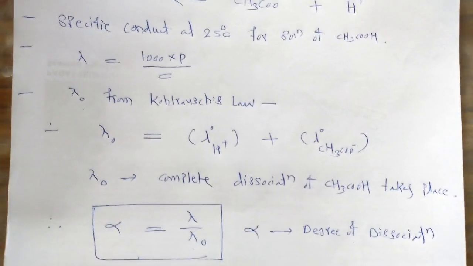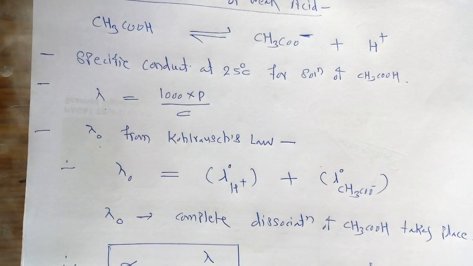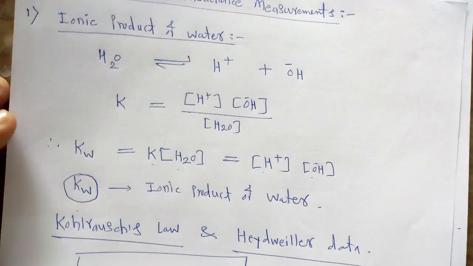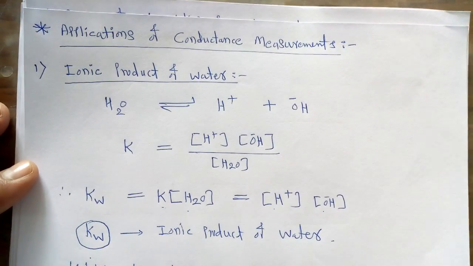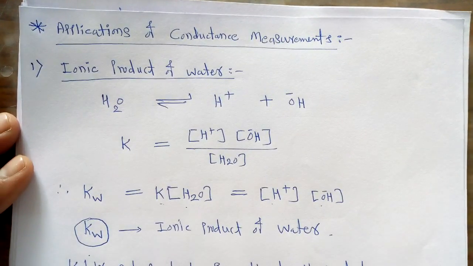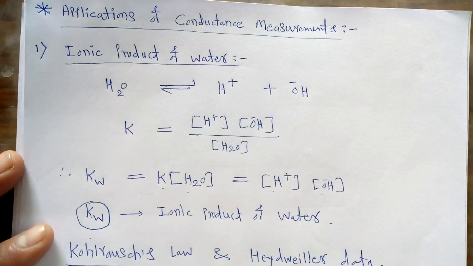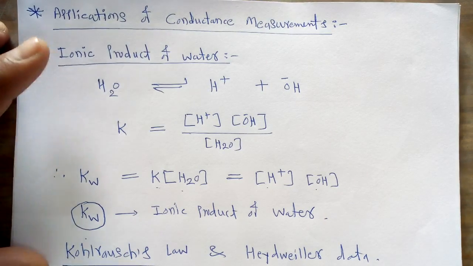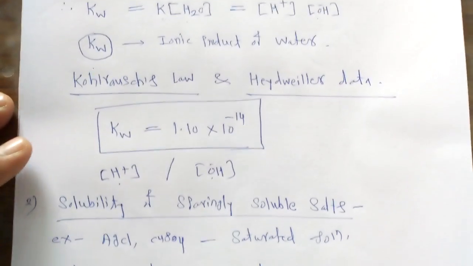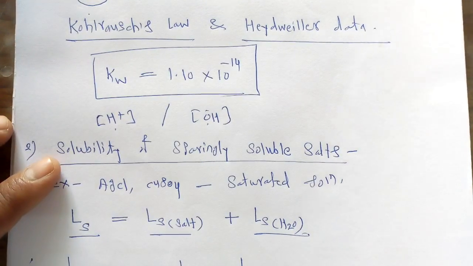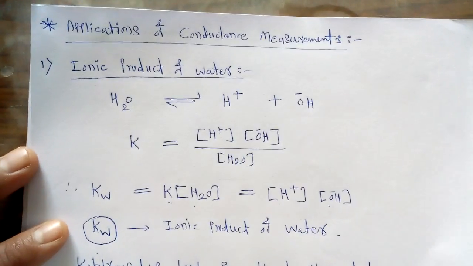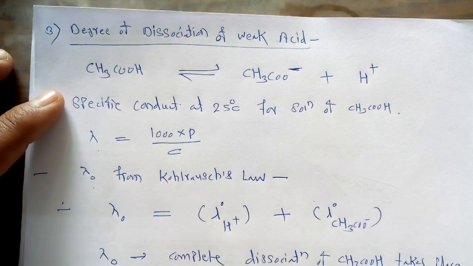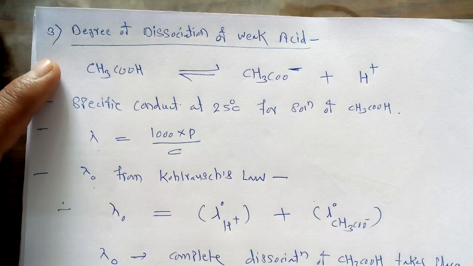So this is the third application. In the current lecture we studied the important points from the chapter on the applications of conductance measurement for different aspects of a solution. The first important application is the ionic product of water. Second is the solubility of sparingly soluble salts, and the third, which we just completed, is the degree of dissociation of a weak acid.